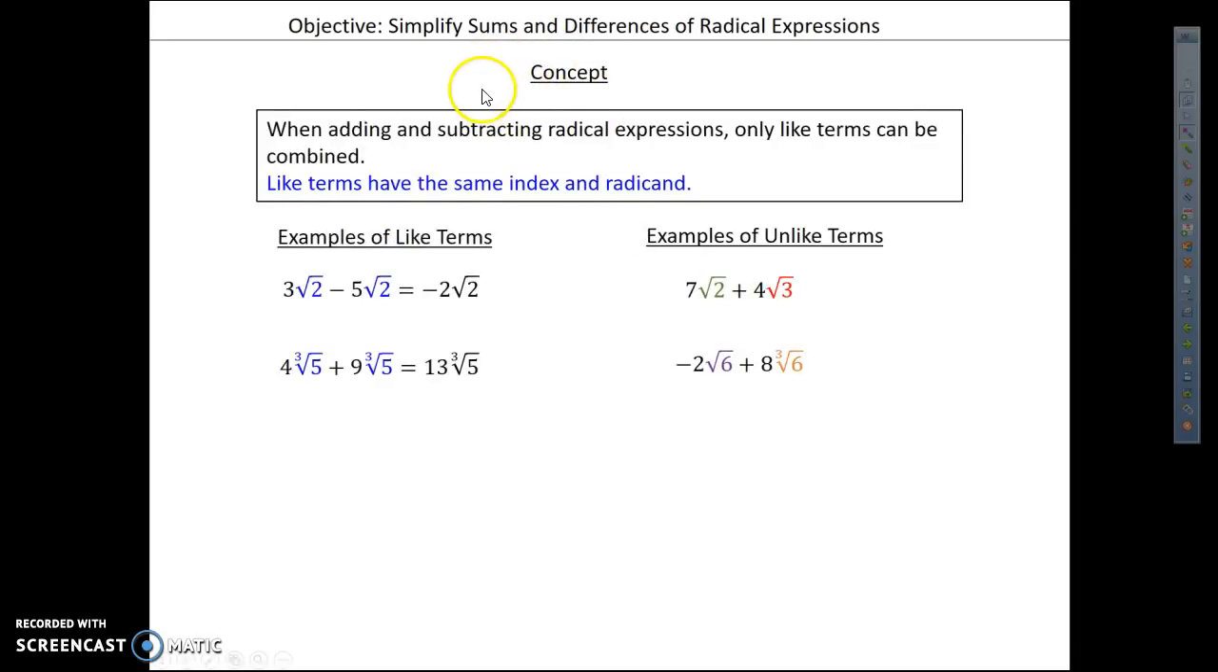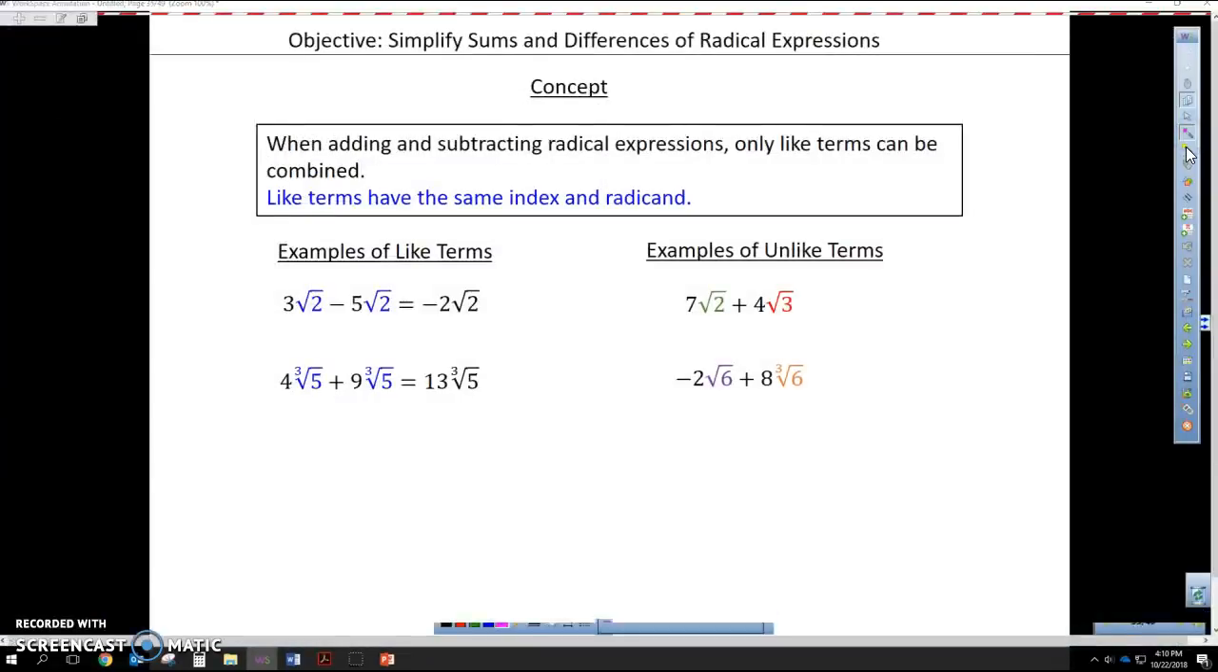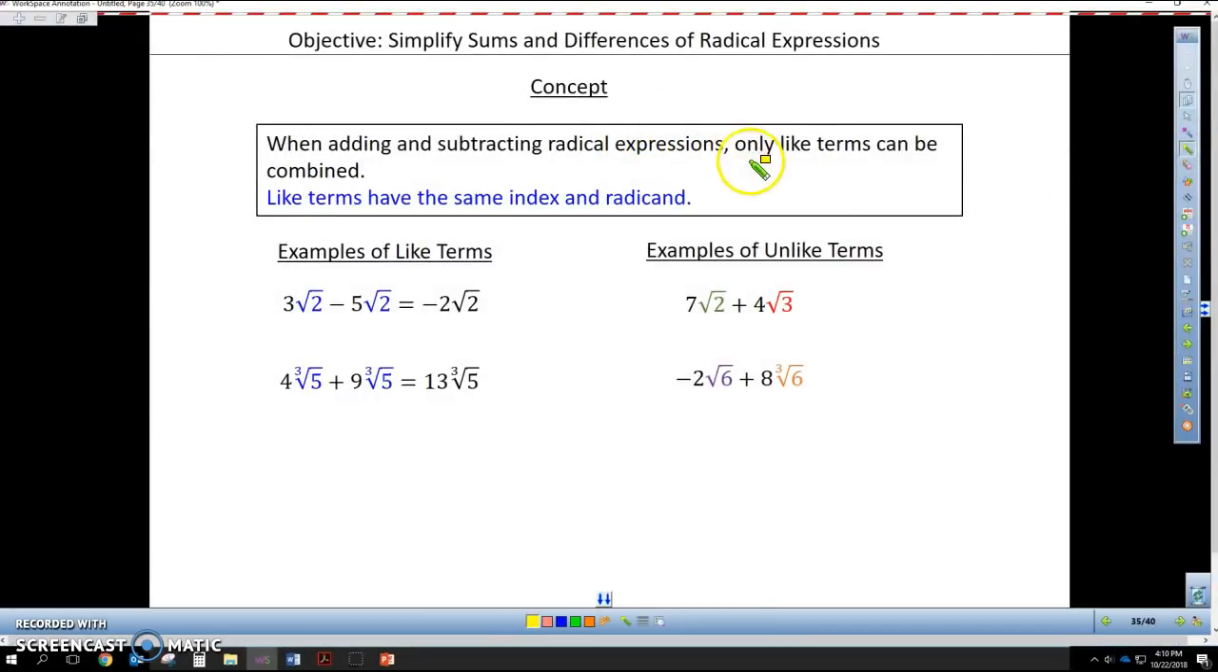So here's the concept of the lesson. When we're adding and subtracting radical expressions, only like terms can be combined, and that's very important. Just like when you're adding and subtracting variables, only like terms can be combined. So what does it mean to be a like term? Well, you have to have the same index, and you have to have the same radicand. Now remember, index is just kind of like the power of the expression.